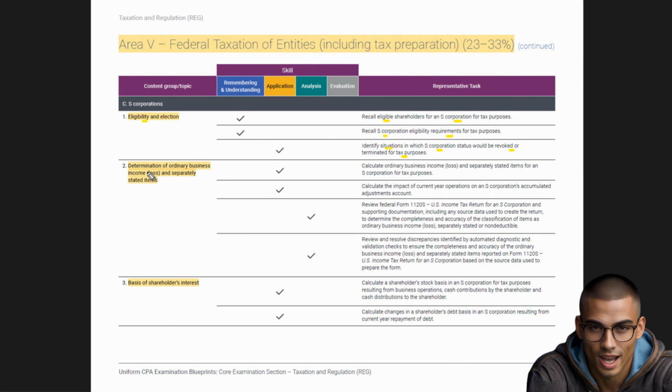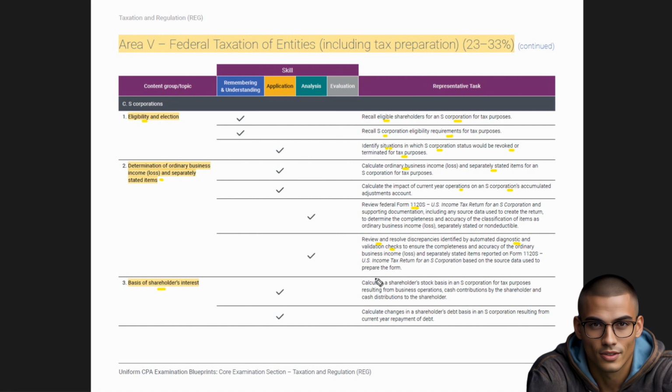Next, we have the determination of ordinary business income or loss and separately stated items. So you'll need to be able to calculate the ordinary business income or loss and separately stated items for an S corporation. You'll need to be able to calculate the impact of current year operations on an S corporation's accumulated adjustment account. And you'll need to be able to review Form 1120S. You'll need to be able to review and resolve discrepancies identified by automated diagnostic and validation checks.